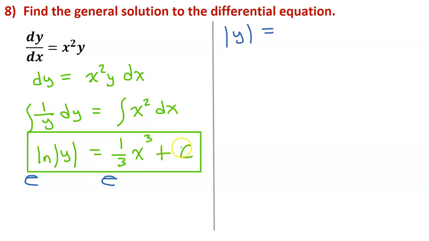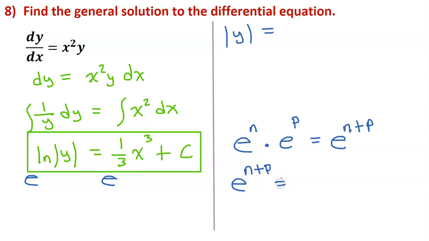Rather than copy this down the way it is, I would like to split this apart using a property of exponents. Remember that if I have e to the n power times e to the p power, that would give me e to the n plus p power. When you multiply like bases, you add the exponents. But also remember that this process is reversible. If I have e to the n plus p power, I can split this up as a product and write it as e to the n power times e to the p power. And this is what I'm going to do right now.